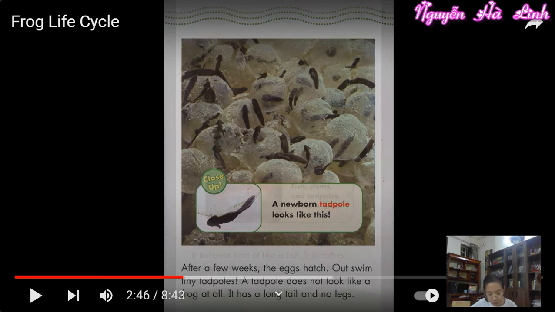Egg to tadpole. A frog egg look like this. A frog begins its life inside an egg. Female frogs lay eggs in the water. Some lay 4,000 eggs at one time. A newborn tadpole look like this. After a few weeks, an egg hatch. Out swim tiny tadpole. A tadpole does not look like a frog at all. It has a long tail and no legs.